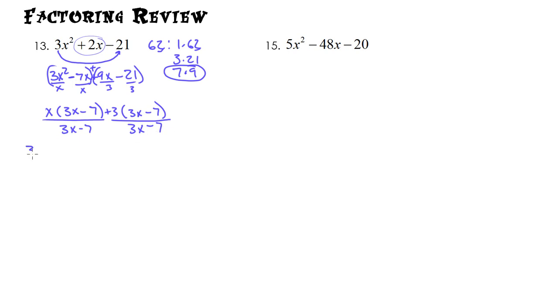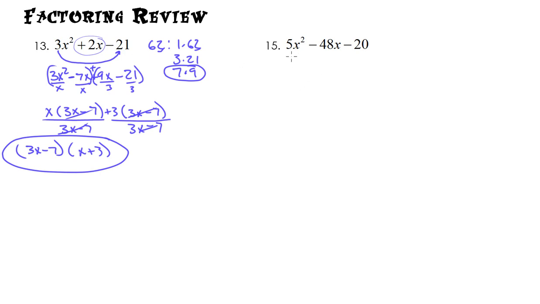Okay, so we get a 3x minus 7 out here. Those all cancel, and we're left with x plus 3, and that is the factors of 3x squared plus 2x minus 21.